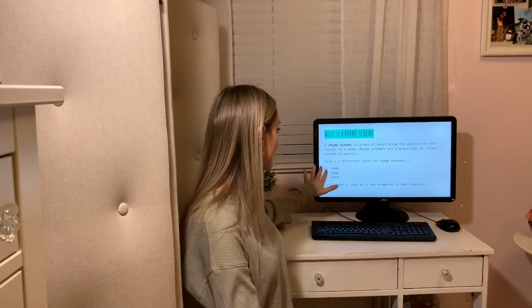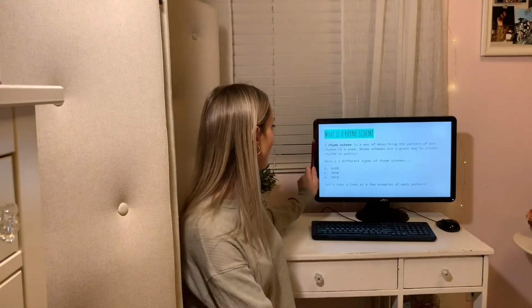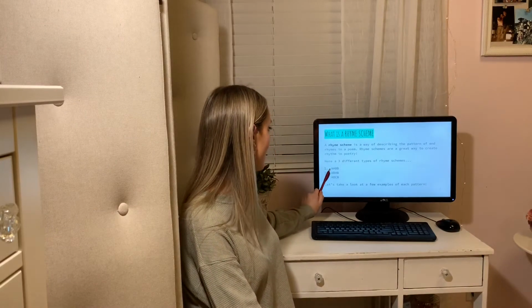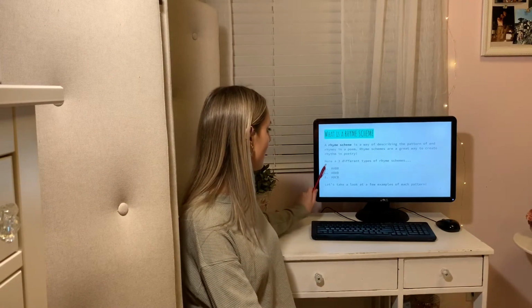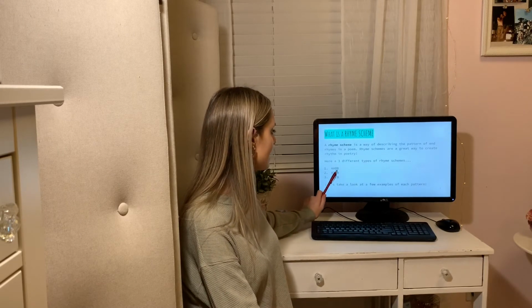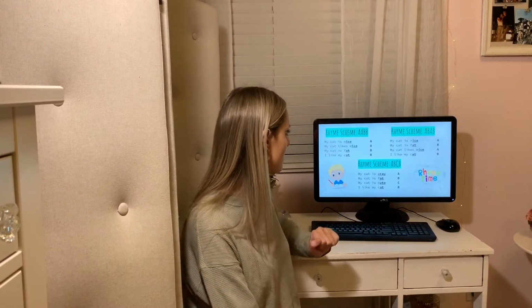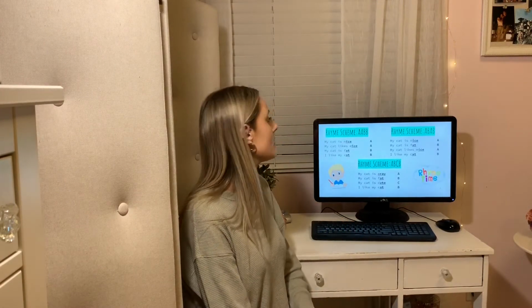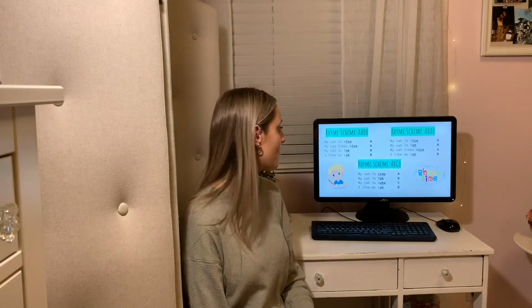So if you're a bit confused by all the different letters here, that'll all make sense in a moment. But firstly, we have rhyme scheme AABB. Then we have ABAB. And then we have ABCB. So let's take a look at what those are. So our first example is going to be rhyme scheme AABB.